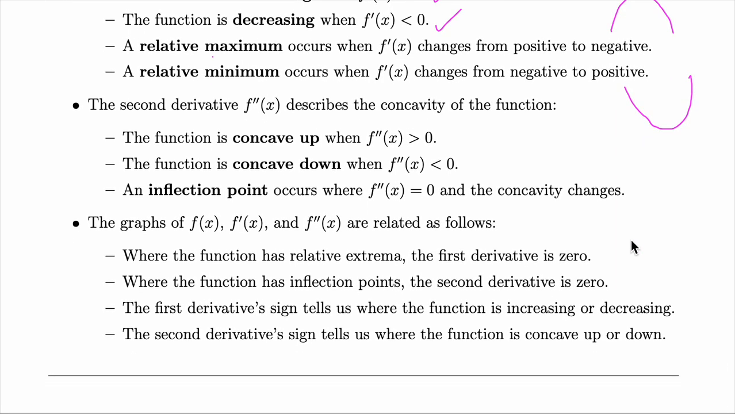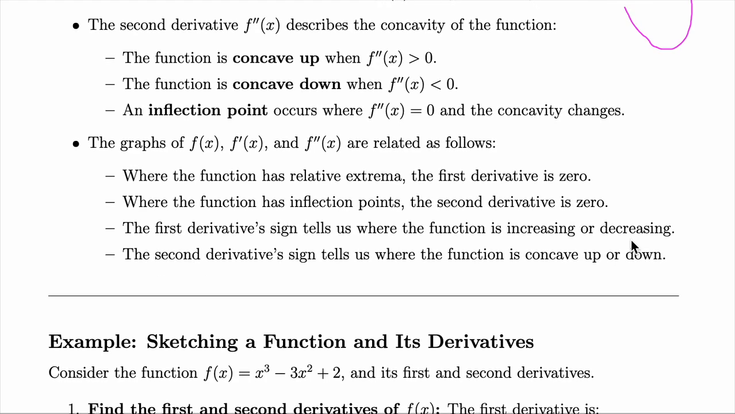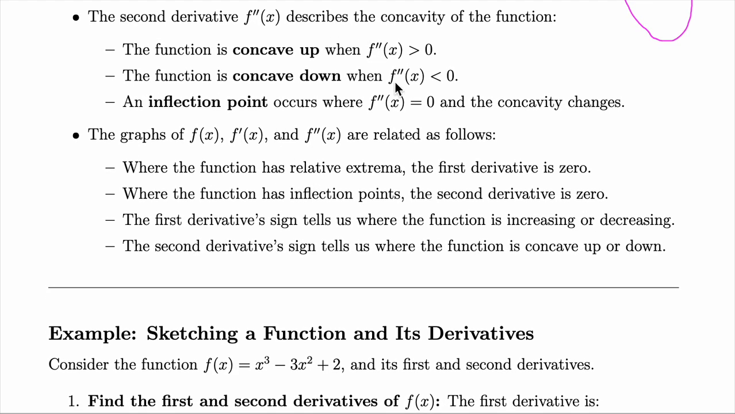And now let's move on to the second derivative, which has to do with concavity. When the second derivative is positive, it's concave up like a smile. When the second derivative is negative, it's concave down like a frown. The place where the second derivative is equal to 0 is where the concavity changes, and that is called an inflection point. One thing I forgot to note here is that where the first derivative is equal to 0, that is called a critical point.